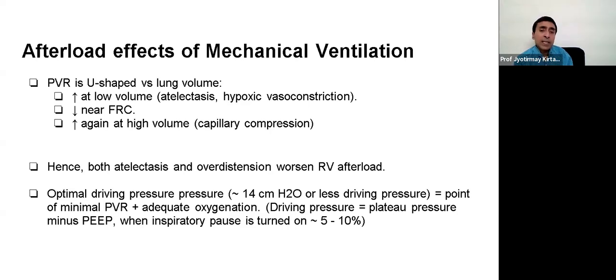So during surgery or in the ICU, when the patient doesn't have a severe ARDS, or one lung is completely destroyed or something of that sort, we actually target around 14 centimeter driving pressure or less, because that is a point of minimal pulmonary vascular resistance and adequate oxygenation.